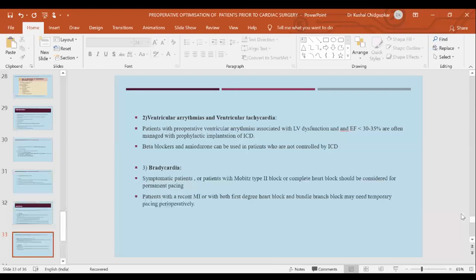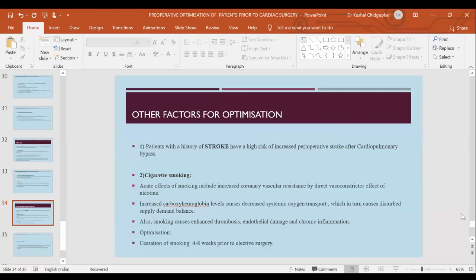And sir, these are the factors which are unrelated to our previously discussed case. There are just three factors. First factor is stroke. If the patient has a history of stroke, he would have a high risk of increased perioperative stroke after cardiopulmonary bypass because of all the hemodynamic alterations.